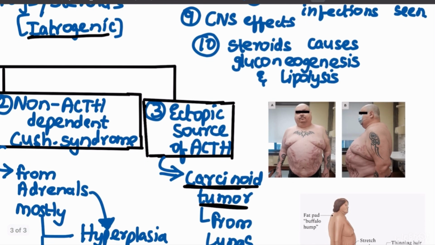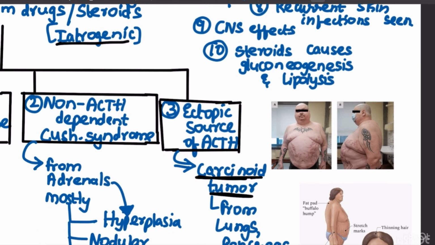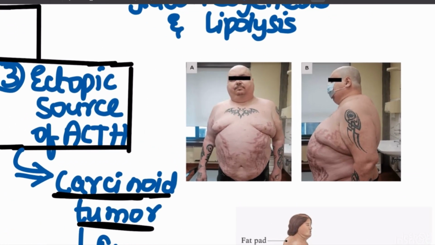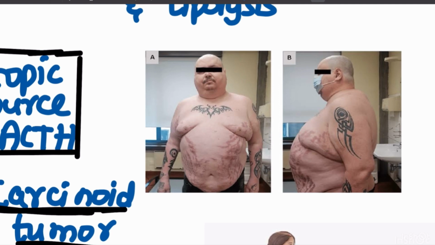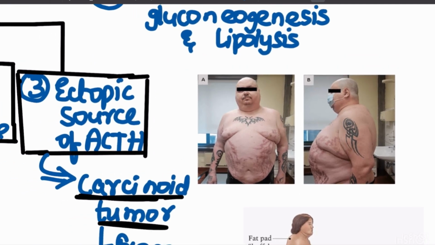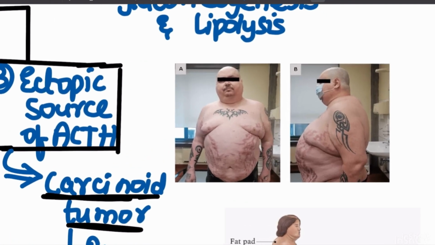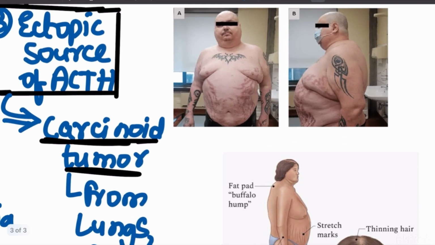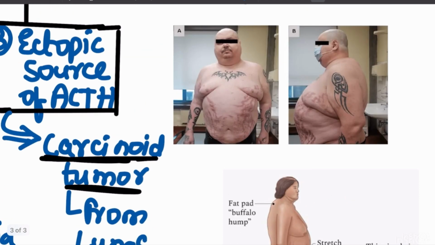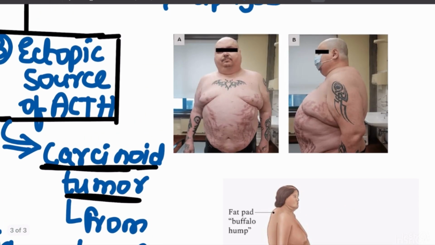Next, whenever you remember this topic, Cushing syndrome, this image should come in your brain. Always try to correlate any topic with images like this, so you'll never forget any clinical features in your life. So this is a patient with Cushing syndrome.